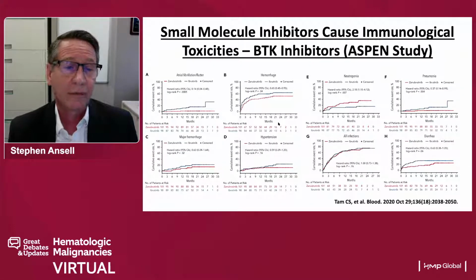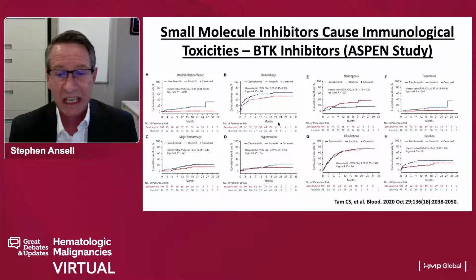Similar kinds of effects can happen with BTK inhibitors. I showed you a slide for ITK effects from BTK inhibitors. I particularly want you to draw your attention to panels E to H, and those are side effects related to the immune system. You can see that in this case, we're looking at zanubrutinib compared to ibrutinib in the ASPEN study, that was a Waldenstrom's trial.